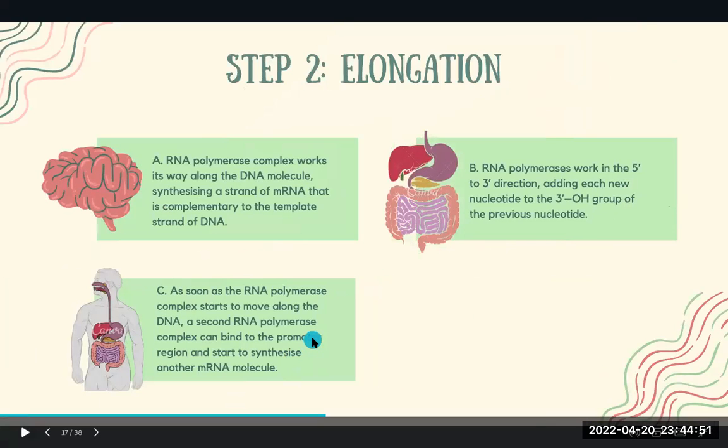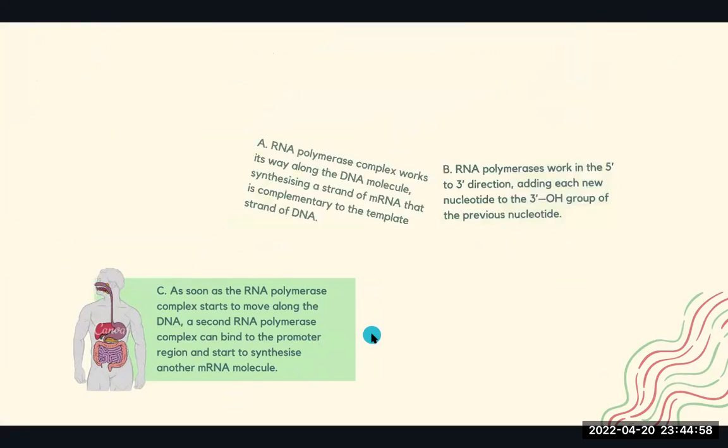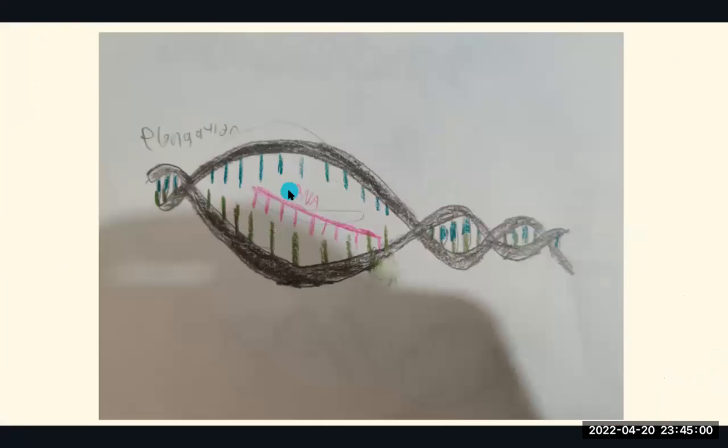All right, so the next step is elongation. The RNA polymerase complex works its way along the DNA molecule, synthesizing a strand of mRNA that is complementary to the template strand of DNA. In the mRNA strand, however, the thymine is replaced with uracil.